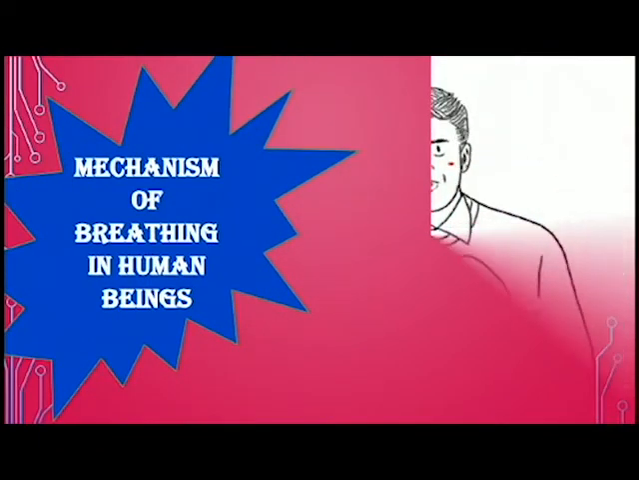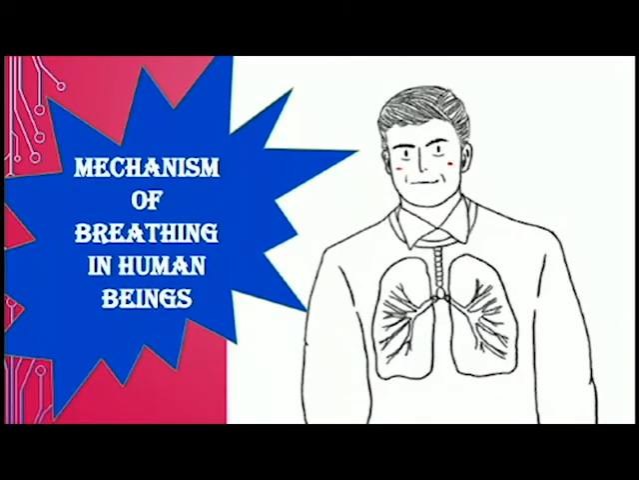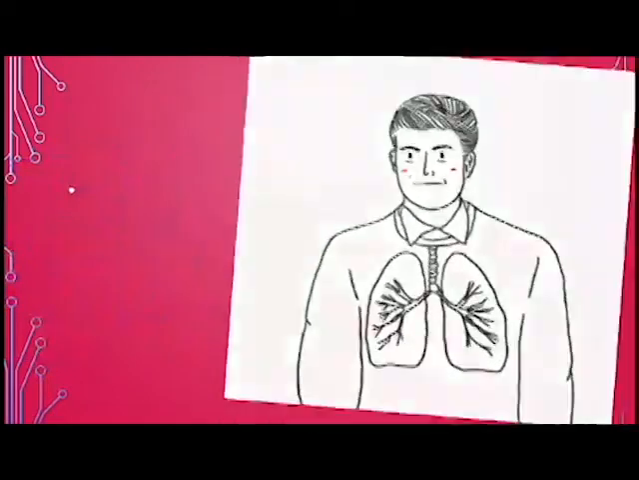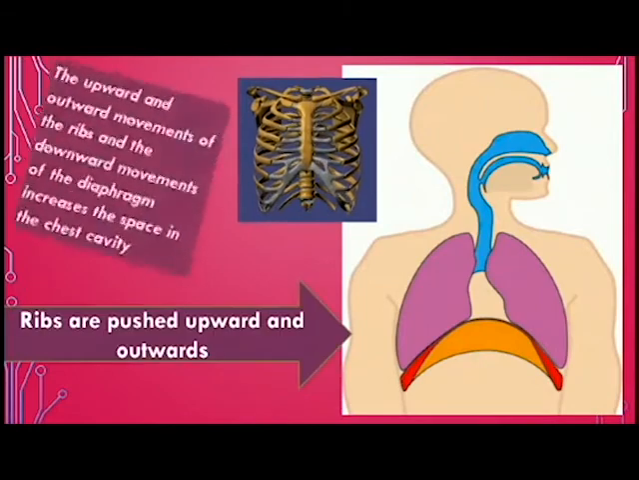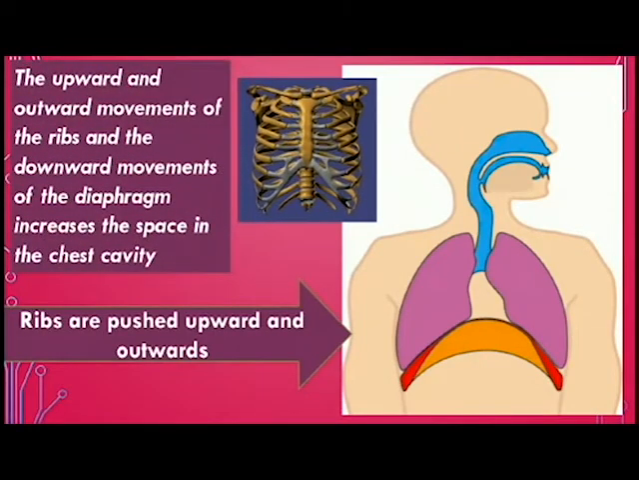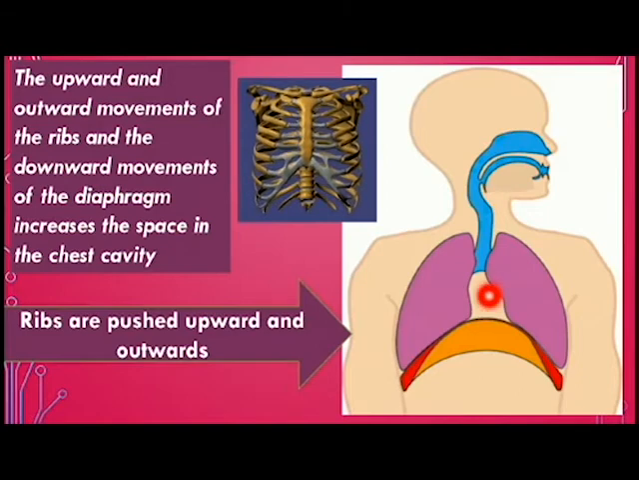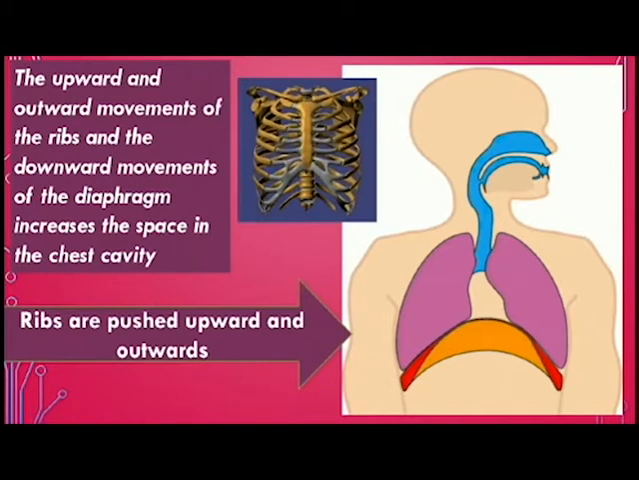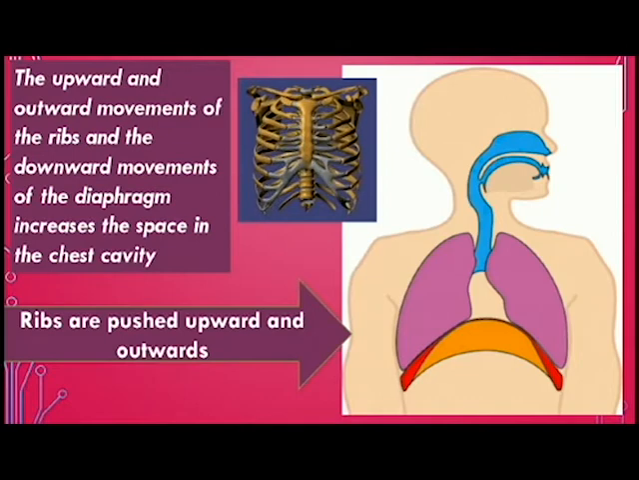Now children, let us discuss the mechanism of breathing in human beings. Children, breathing takes place with the help of the intercostal muscles between the ribs and the diaphragm. During inhalation, when we breathe in, the intercostal muscles contract, and at that time the ribs are pushed upward and outward, and the diaphragm contracts and moves downward.